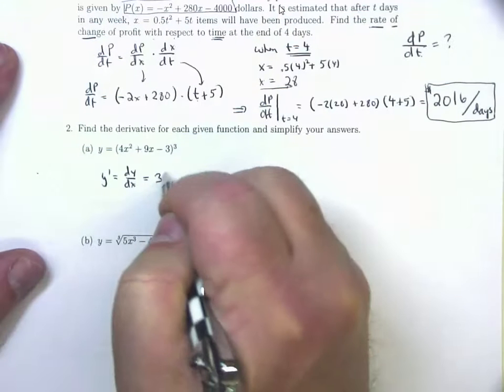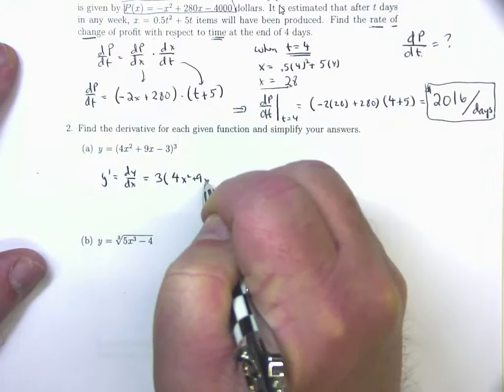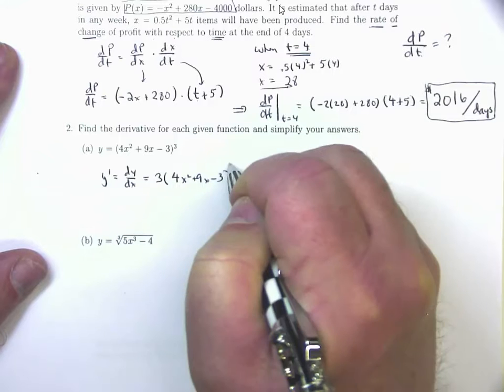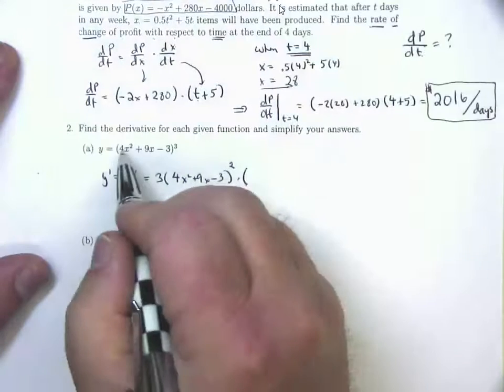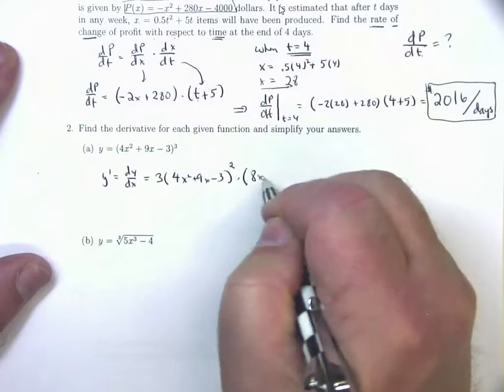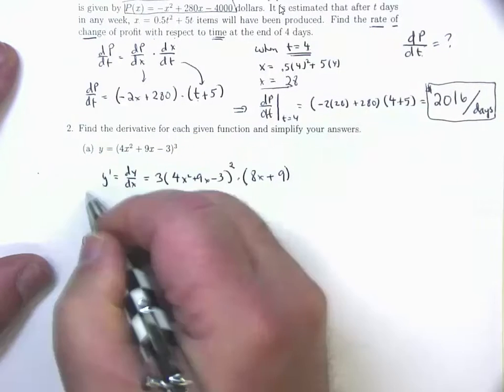That's going to give me 3, derivative of the outside, inside stays the same, 4x squared plus 9x minus 3, raised to the second power, times the derivative of the inside. Derivative of 4x squared is 8x, plus derivative of 9x is 9, derivative of minus 3 is 0. There's my derivative.